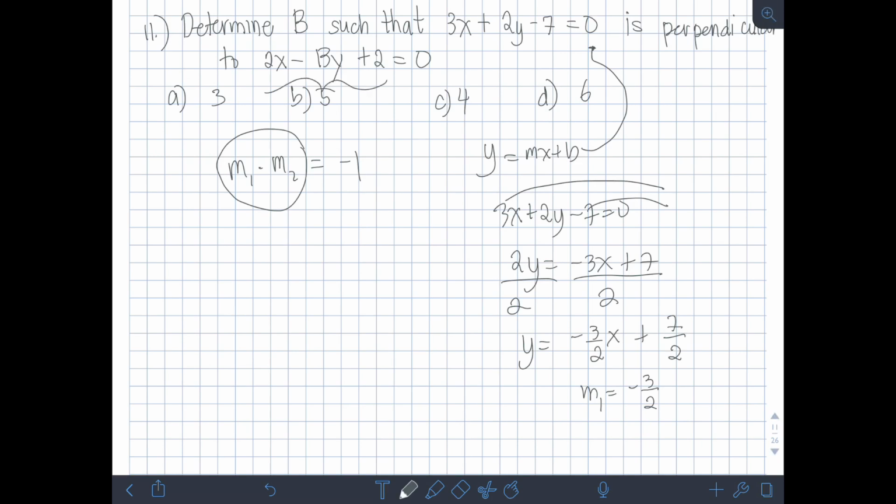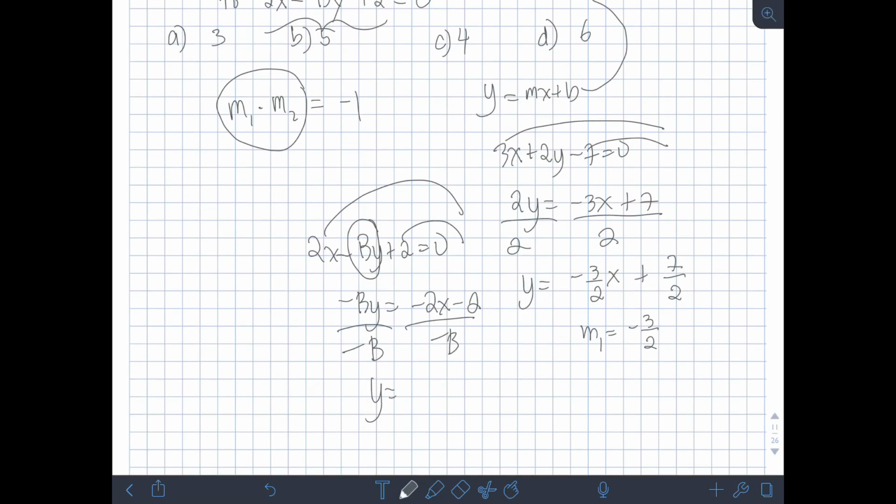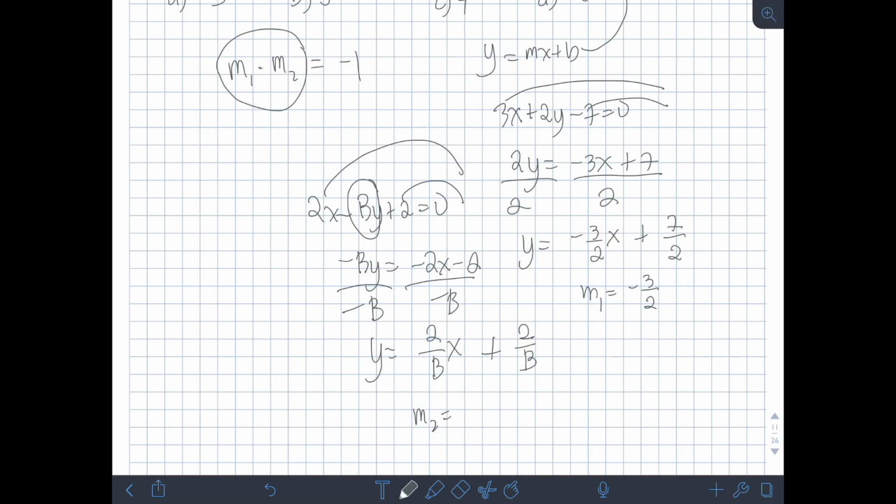Then, the second line has the equation 2x minus by plus 2 is equal to 0, where b is the unknown. Let's transform this to slope-intercept form. We have negative by is equal to, transposing 2x and 2, negative 2x minus 2. Then, divide both sides by negative b. Therefore, y is equal to 2 over b x plus 2 over b. So, this is our m2, 2 over b. In y equals mx plus b, m is the slope and b is the y-intercept.